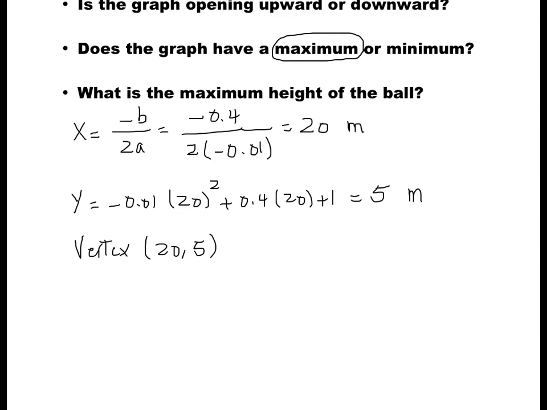Now recall the meaning of the x and y coordinates of the vertex. X represents the horizontal distance, which is this distance, and y represents the optimum value, or the maximum height in this case. So we can say the maximum height is 5 meters.